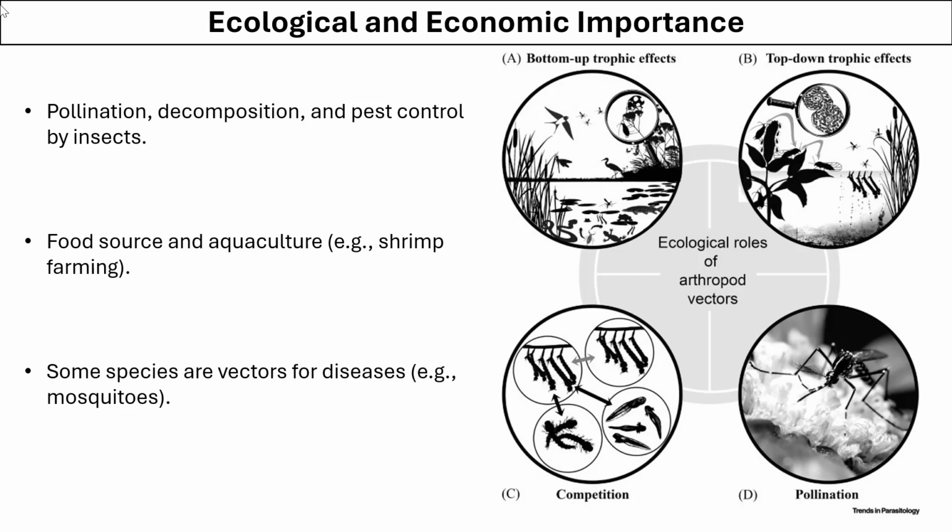Some of these insects can also act as a vector for diseases. That means they carry the parasite from one person who is sick to a healthy person, and that's how they transmit the disease from one person to another. For example, a mosquito bites and picks up the malaria parasite from a sick person and puts it in the body of a healthy person, and that's how malaria is transmitted.